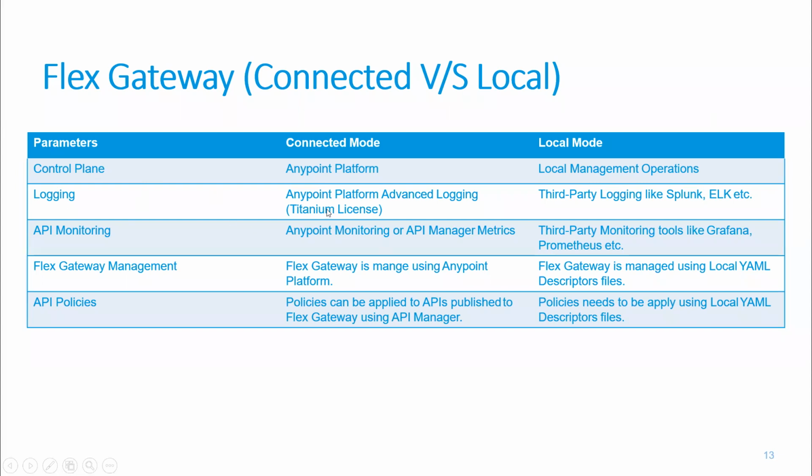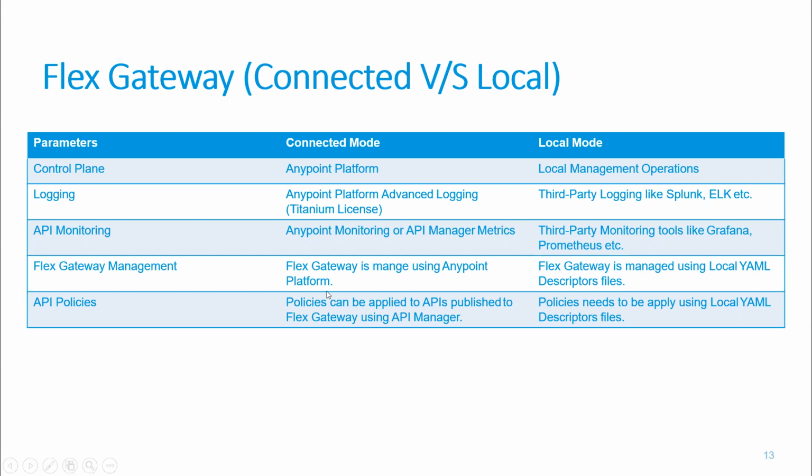For logging, Anypoint platform provides advanced logging with the Titanium license. But in local mode, you can easily integrate with Splunk, ELK, or any third-party logging tool. For API monitoring, you can use out-of-the-box API monitoring and out-of-the-box API Manager metrics, which are already available as part of your Flex Gateway. And for local mode, you can definitely use any kind of third-party monitoring tool like Grafana or Prometheus. Here, Flex Gateway is completely managed by Anypoint platform. In local mode, Flex Gateway is managed using the local YAML descriptor file.